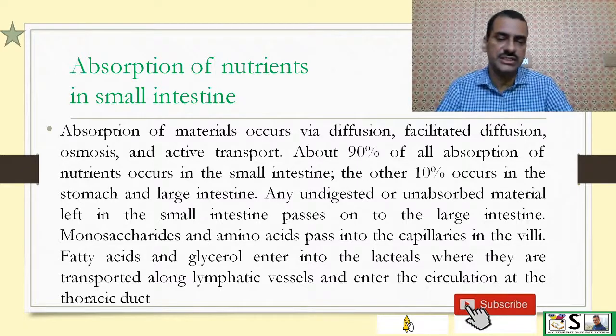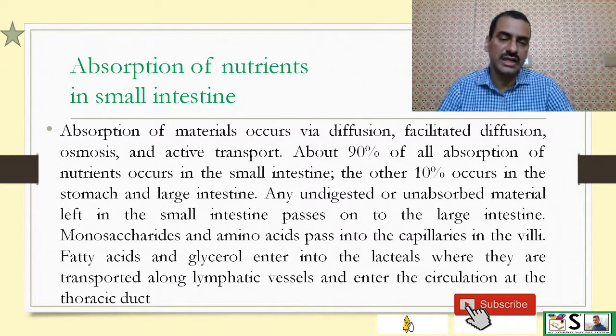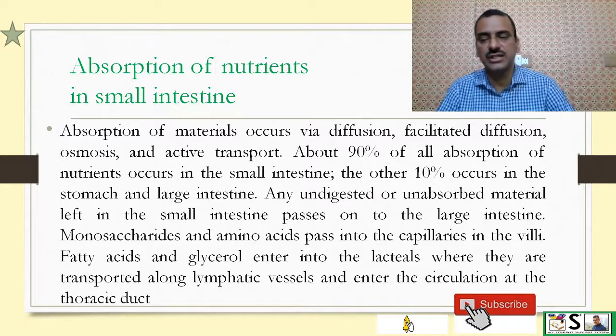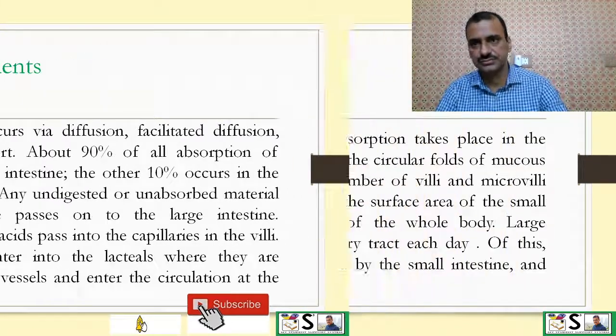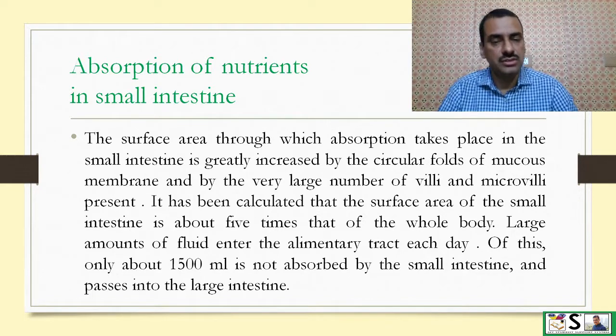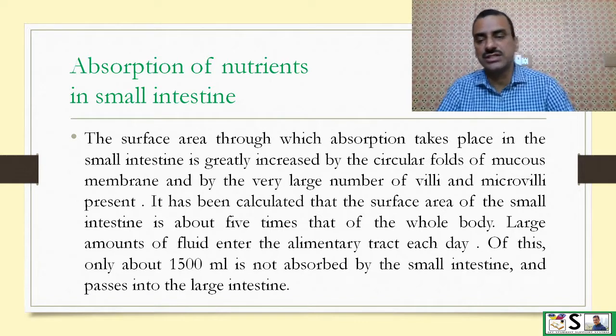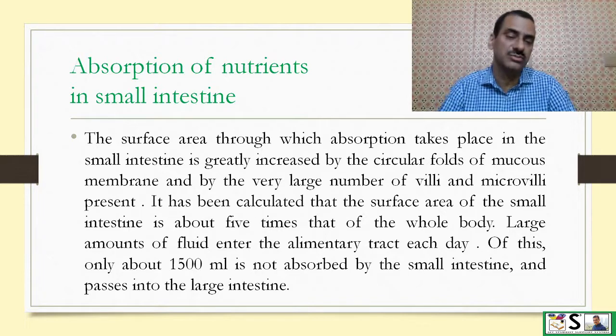Monosaccharides and amino acids pass into the capillaries in the villi. Fatty acids and glycerol enter into the lacteals, where they are transported along the lymphatic vessels and then enter the circulation at the thoracic duct. The surface area through which absorption takes place in the small intestine is greatly increased by the circular folds, villi and microvilli. It has been calculated that the surface area of the small intestine is about 5 times that of the whole body.